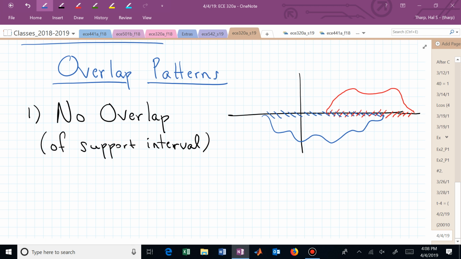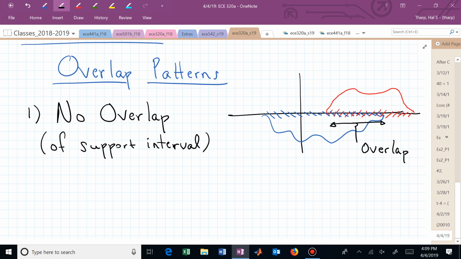Now a lot of students get confused. They say, well, the blue is not on top of the red. It's negative. Well, don't worry about the signs. You're interested in where you have a crosshatch. Where are the red and blue overlapping? That's the interval of overlap between those two waveforms. This is what I mean by overlap. They don't have to both be positive or both be negative. Their intervals of support need to overlap.